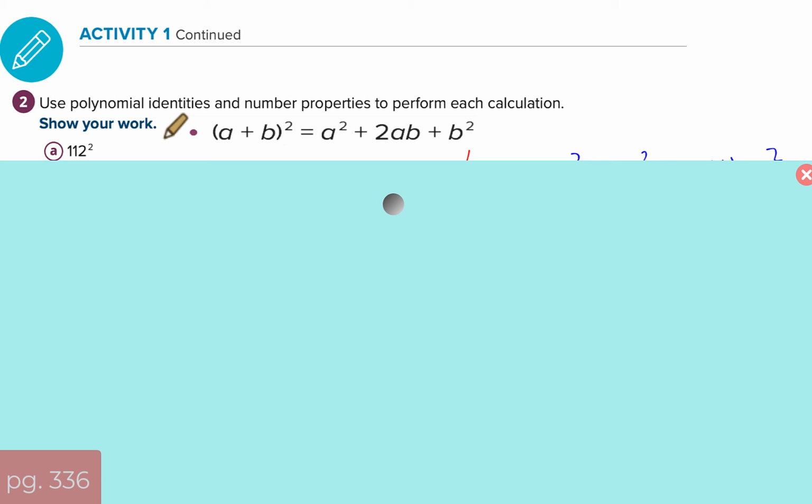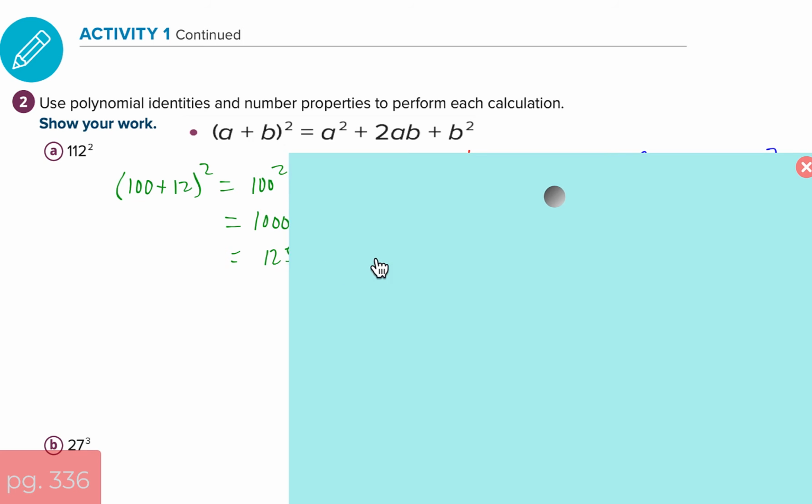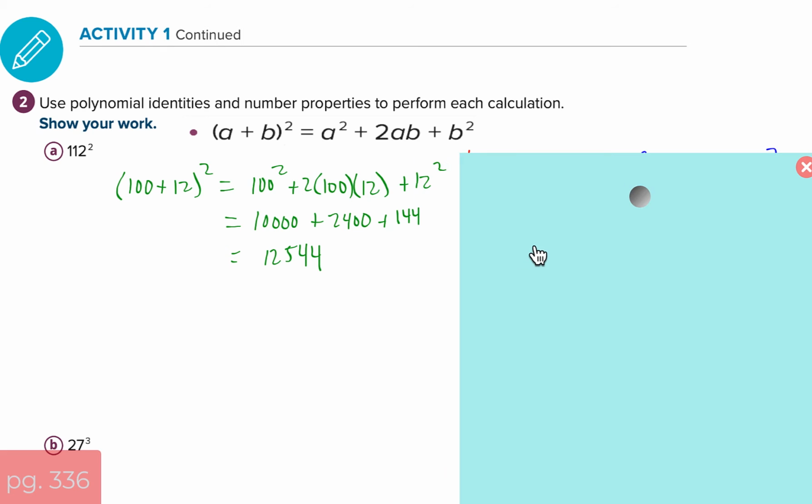I showed two different ways to do this problem. Here are the two different ways. Let's start with 100. This is the way I think most people do it. Maybe 100 plus 12. That's 112, right? So what do we got for 112? We get 100 squared plus 2 times 100 times 12 plus 12 squared. And then you're again showing each step here. You get yourself 12,544.